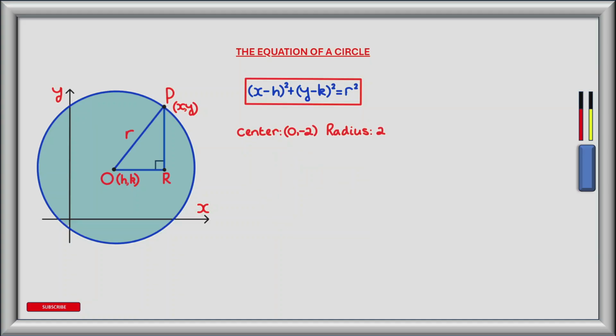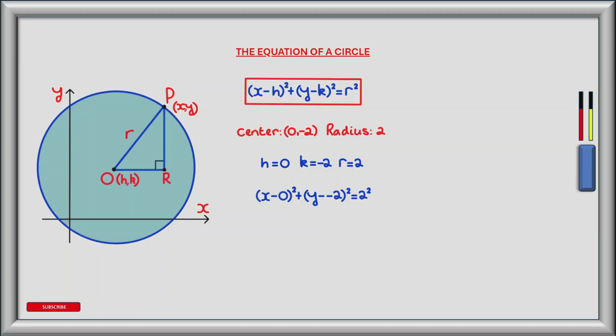which in this case is the equation of the circle. In this next example, we have a circle which is centered at coordinates 0, minus 2, and a radius of 2. Looking at the general form of the equation of a circle, in this case, we can see that h, which is the x-coordinate of the center of the circle, is at 0, and k, which is the y-coordinate of the center of the circle, is at minus 2. And as we know, the circle has a radius of 2.